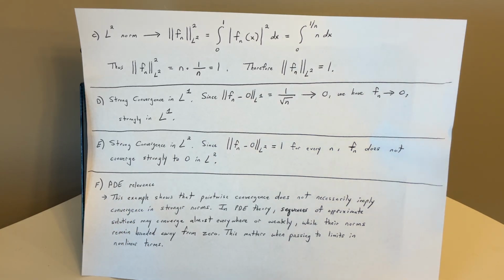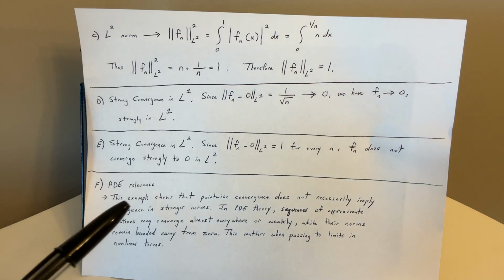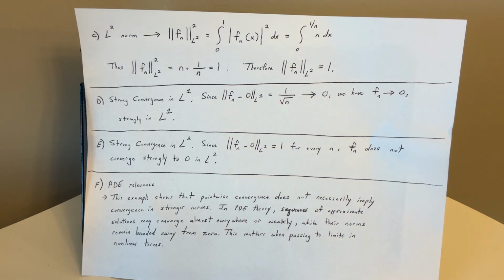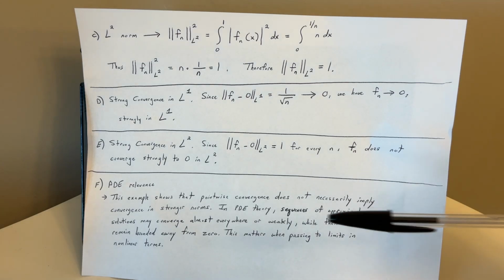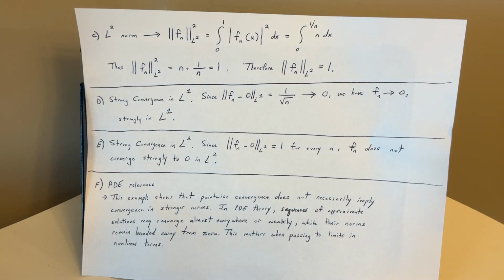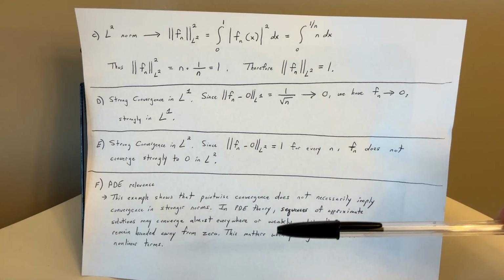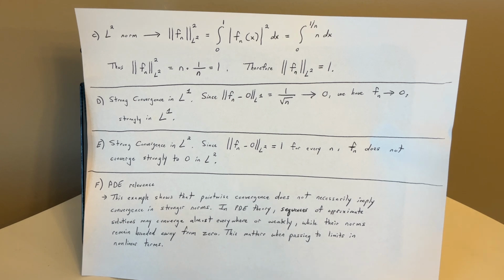And here, the PDE, partial differential equation, relevance. This example shows that pointwise convergence does not necessarily imply convergence in stronger norms. In PDE theory, sequences of approximate solutions may converge almost everywhere or weakly, while their norms remain bounded away from 0. This matters when passing to limits in nonlinear terms.